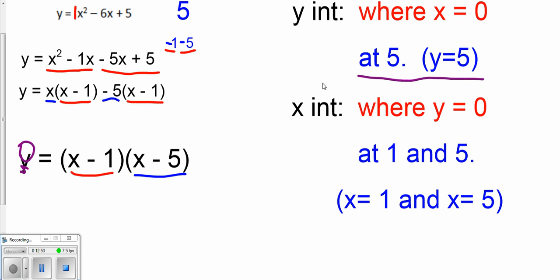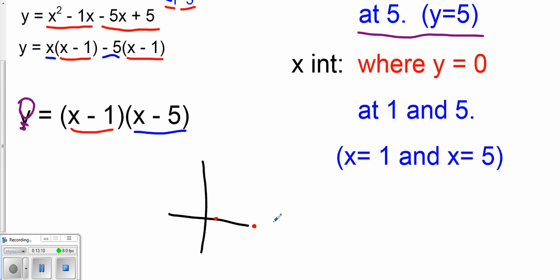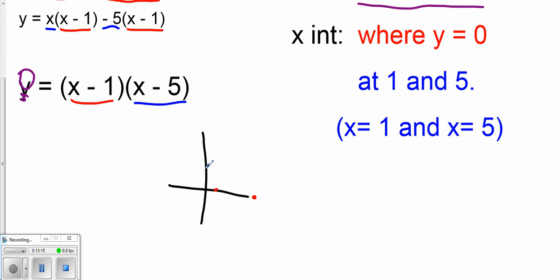With all that given information, even though they don't necessarily ask, we can graph exactly what this will look like. X equals 1 right here. X equals 1, 2, 3, 4, 5. I'm going to say somewhere out here. Those are x-intercepts. And we have a y-intercept at 5. 1, 2, 3, 4, 5. So our parabola would look something like this.